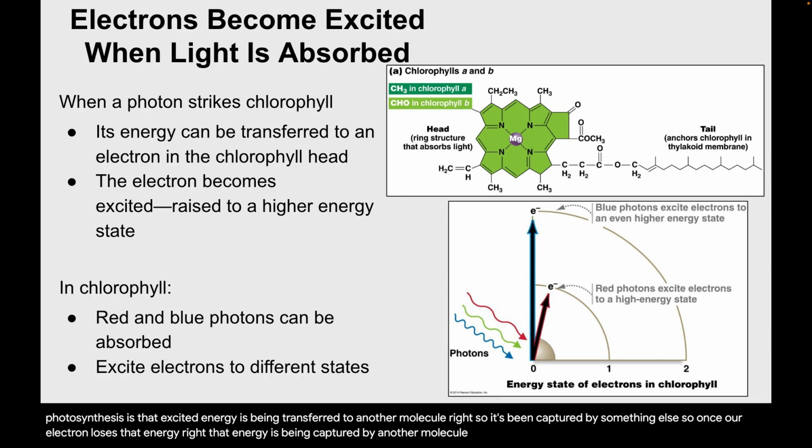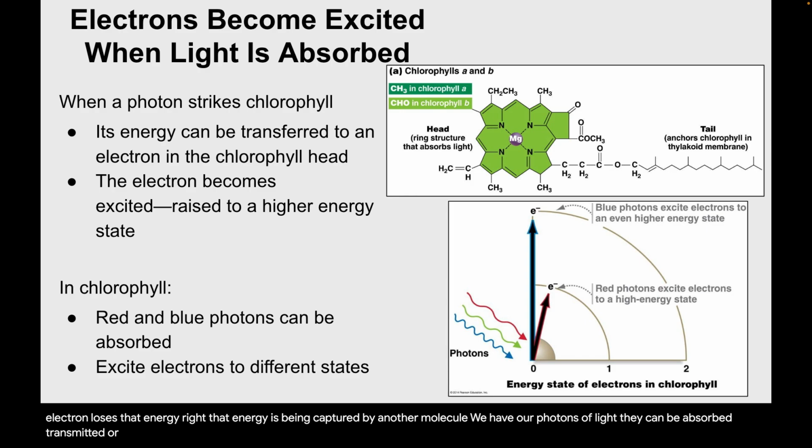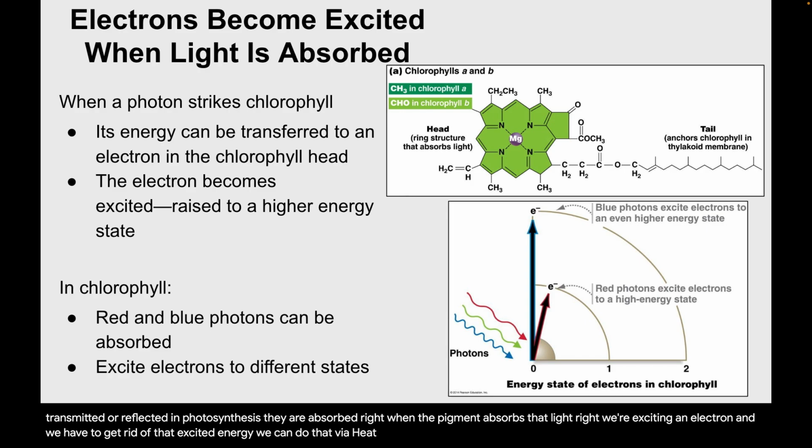All right, so we have our photons of light. They can be absorbed, transmitted, or reflected. In photosynthesis, they are absorbed, right? When the pigment absorbs that light, we're exciting an electron, and we have to get rid of that excited energy. We can do that via heat, light, or transferring that energy to another molecule. So in photosynthesis, we're transferring that energy to another molecule, all right?